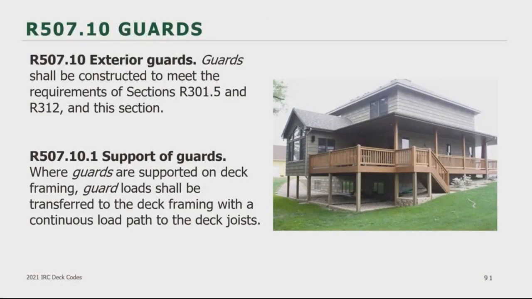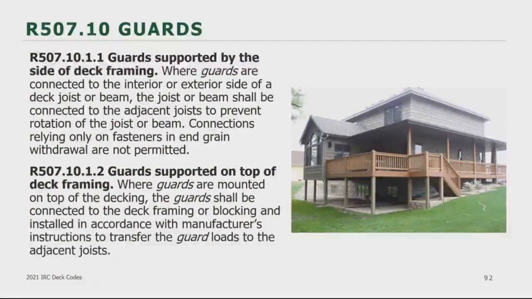R507.10.1 requires that guards have a continuous load path to the deck joists. The code provides 2 methods to provide that load path to the joists: guards attached to the side of the framing or guards attached to the top of the framing. If you attach the guards to the side of a joist or beam, you have to make sure to secure that joist or beam to prevent it from rotating. This is typically done through blocking. If you attach the guard on top of the framing, you will need to attach it to the joist, beam, or blocking that will then attach to the joist or the beam.